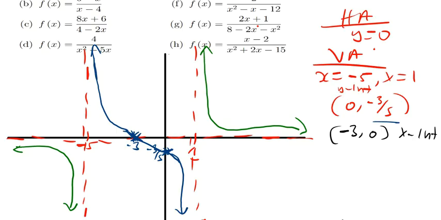Exactly. That only applies if there are 2 vertical asymptotes. But in other questions, like this question here, it can't cross because we don't have an x-intercept. It's going to have 2 vertical asymptotes, but it can't cross the horizontal asymptote.